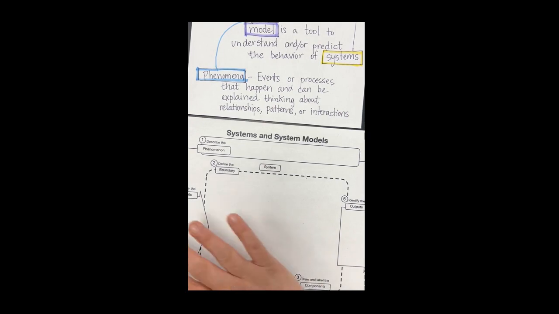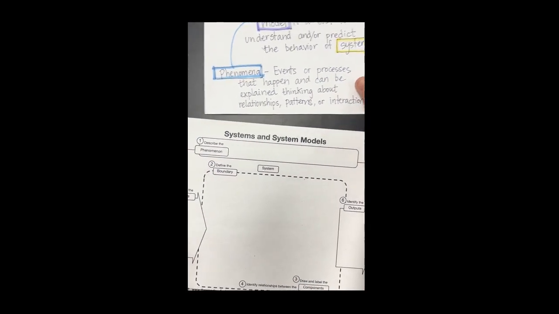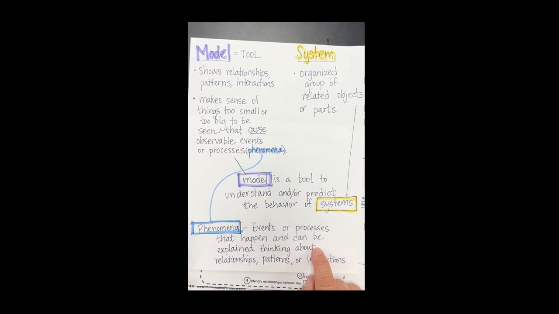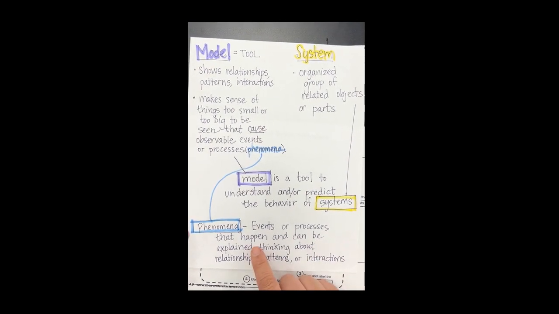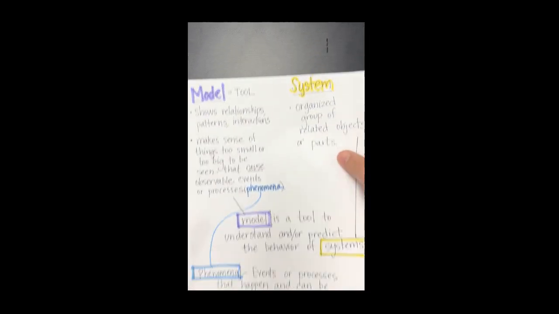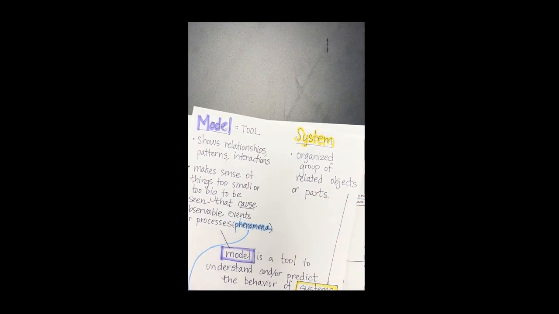But overall, on this, you are trying to explain an event or a process related to your specific research topic that happens and can be explained thinking about relationships, patterns, or interactions within the system. Good luck, scientists.